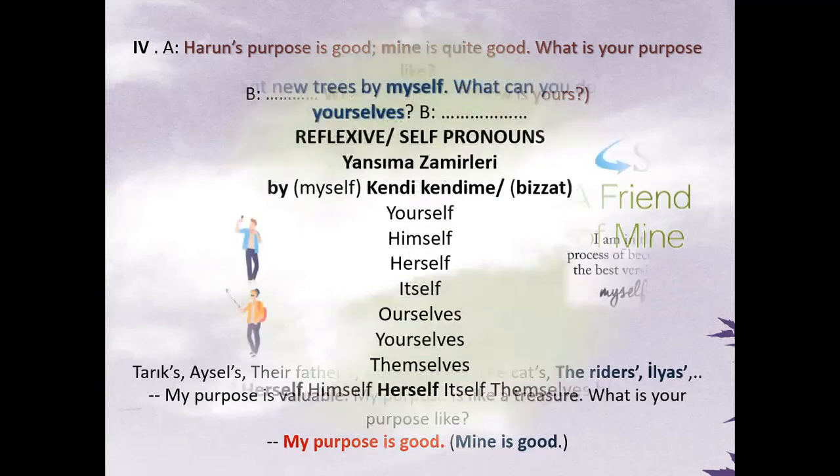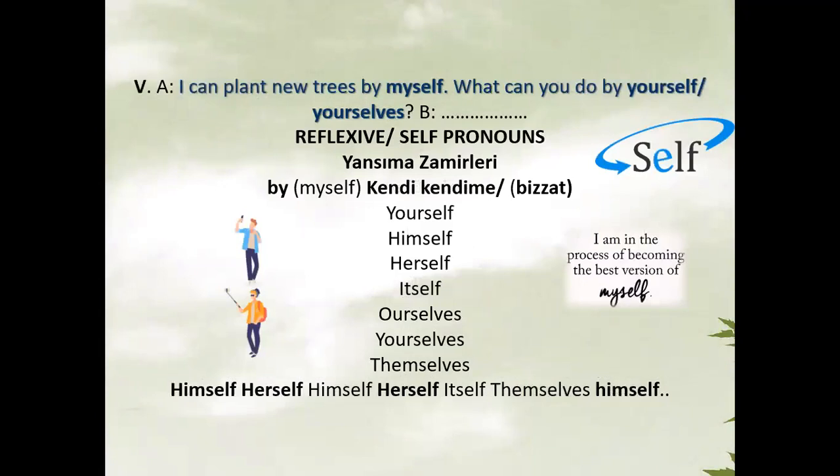Let's see the last one, the fifth one. Okay. Roman number 5, reflexive pronouns or just self pronouns. I can plant new trees by myself. Oh, how? Do you see that it is also an adverb, complement of a sentence? How can you plant new trees? I can plant new trees by myself. Attention, please. After by, we don't use I, my, mine, me, but I can plant new trees by myself.